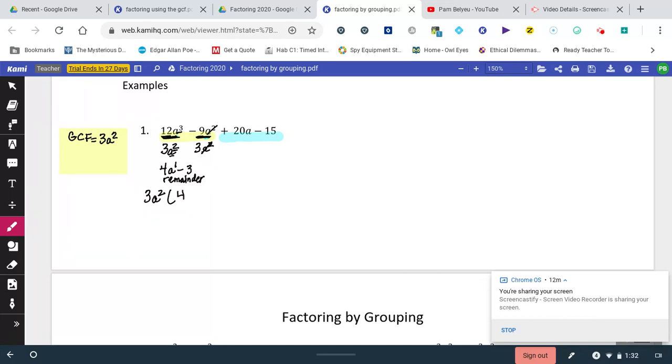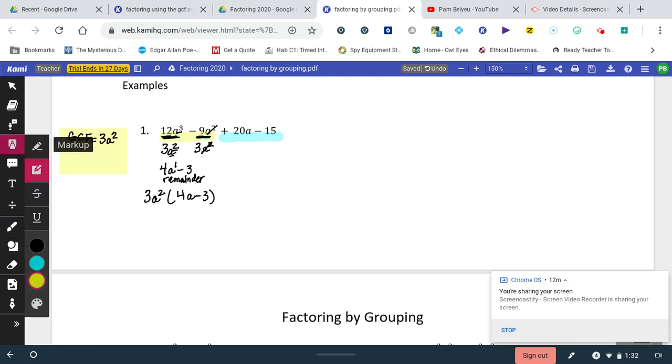Times 4A minus 3. Okay? That's all you want to do with that part. You just want to factor that pair. Now you want to factor the other pair. The other pair is in blue. So I'm going to factor the pair in blue.